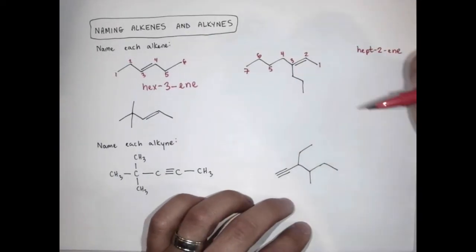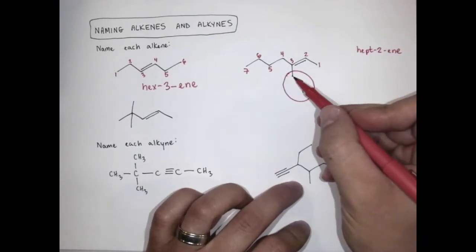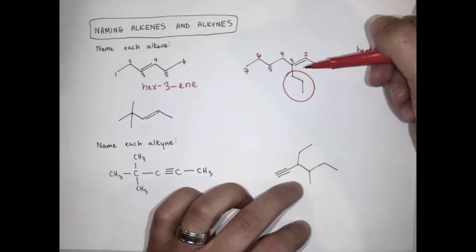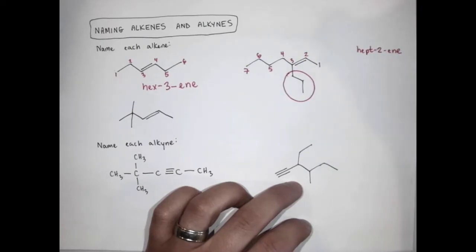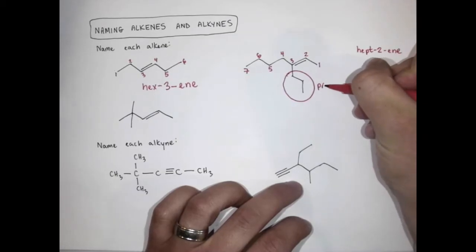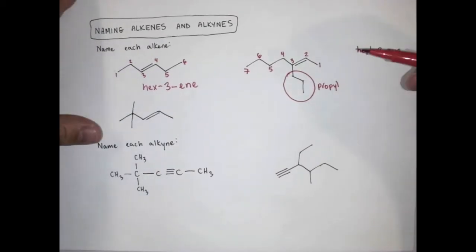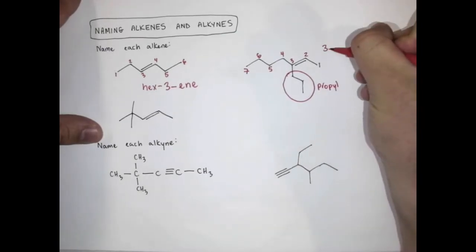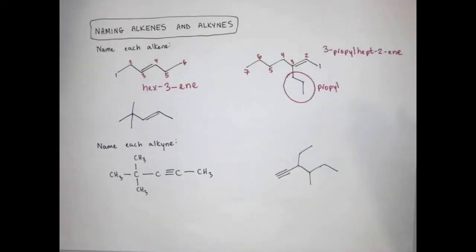And we have a branch. We've got a branch coming off of carbon 3. And we need to count how many carbons are in this branch. To count my carbons, I count the points or the vertices in the line. 1, 2, 3. I've got 3 carbons. So that tells me I'm dealing with a propyl group. Prop is the root for a 3-carbon chain. And the propyl group is coming off of the 3rd carbon. So the prefix then becomes 3-propyl, to give us an alkene name of 3-propylhept-2-ene.